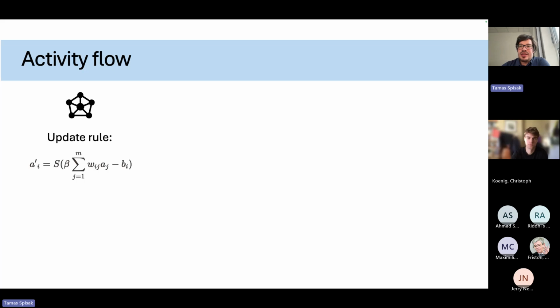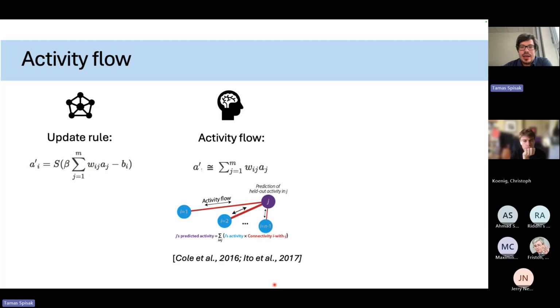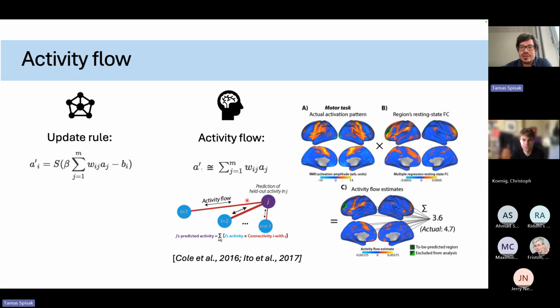So the next thing is to see whether we have any existing evidence in the literature for similar dynamics. We know that in attractor networks, dynamics are generally governed by an update rule, which updates the activation in a node based on the weighted sum of all other nodes' activity, where the weights are simply the network weights. And it turns out that we have something very similar in the brain. It is called the activity flow phenomenon, and it states that the activity of a held-out region can be predicted by the weighted sum of all other regions' activities, where the weights are given by the functional connectivity between these regions. So this is a very simple but quite thoroughly validated observation.